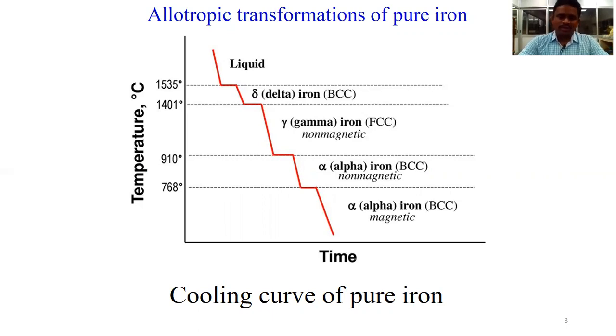As compared to delta iron, alpha iron has smaller crystal constants. At a certain temperature, the ferromagnetic properties of the material will disappear and it transforms into a paramagnetic material. That point is called the Curie point, and that temperature is called the Curie temperature. For pure iron, the Curie temperature is 768 degrees centigrade.